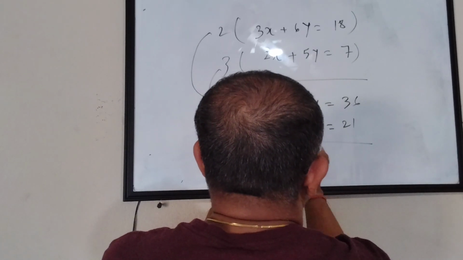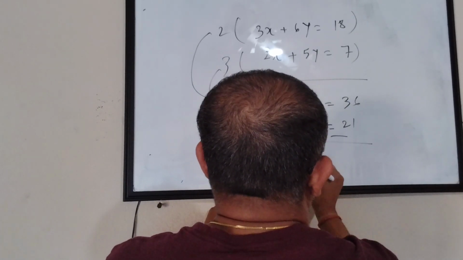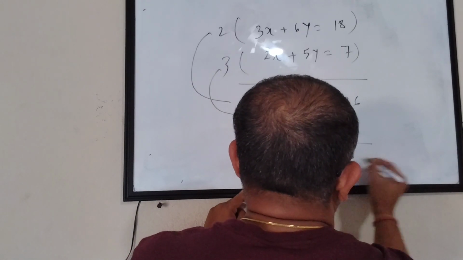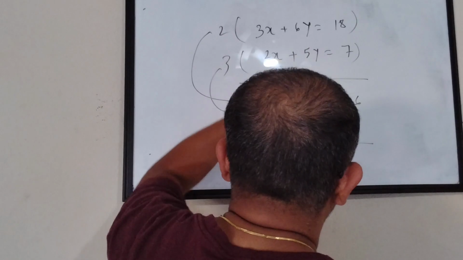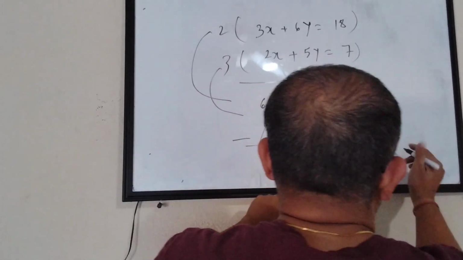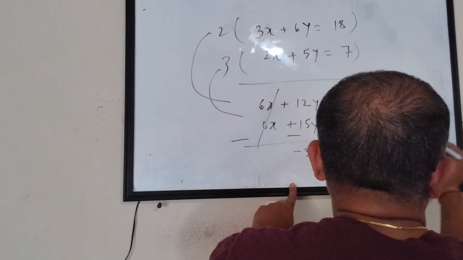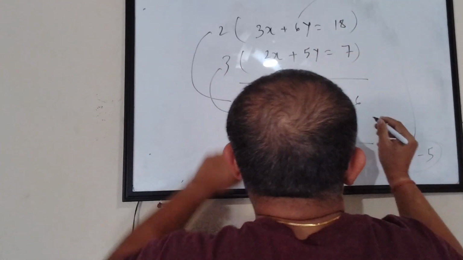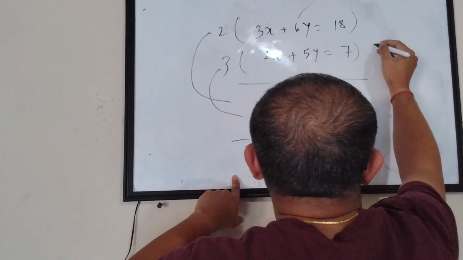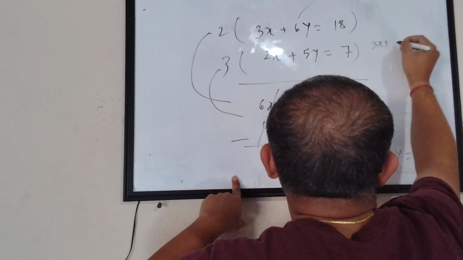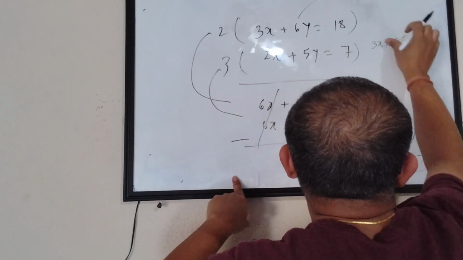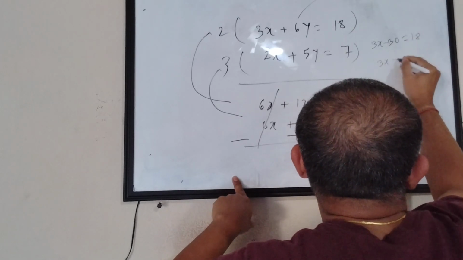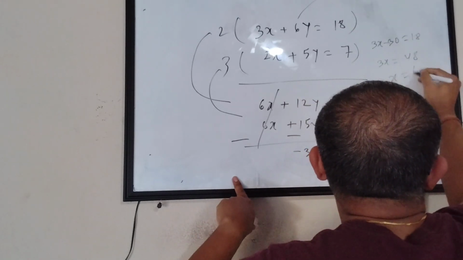then I'll do a minus, round off, minus 3y equals 15. Minus 3y becomes 15, y becomes minus 5, and if I use y here, it becomes minus 5, so minus 30, so 3x minus 30 equals 18, so 3x equals 48, x equals 16.